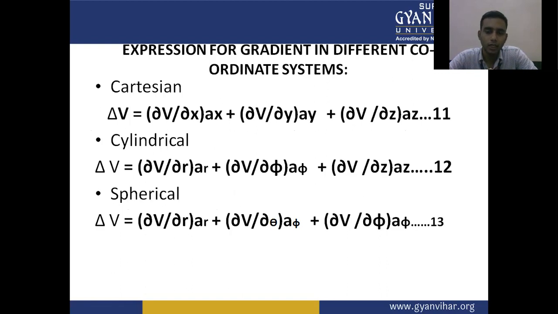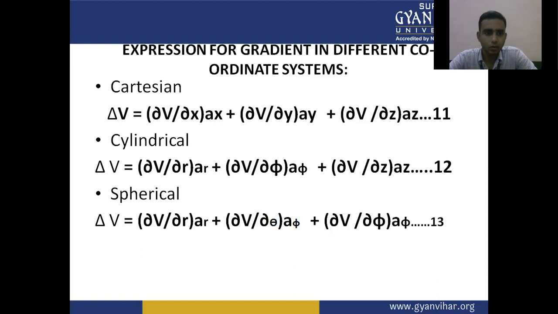Equations number 11, 12, 13 show the relationship of the gradient with the Cartesian coordinate, cylindrical coordinate, and spherical coordinate. So first we are going to discuss the Cartesian coordinate. In the Cartesian coordinate, del V is given by del V over del X, AX, plus del V over del Y, AY, plus del V over del Z, AZ.